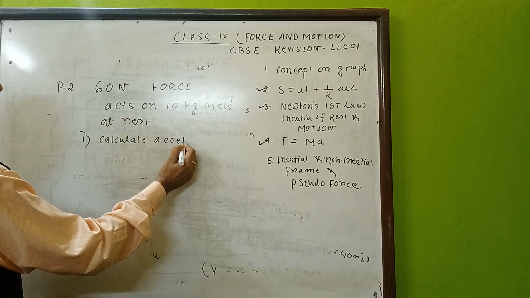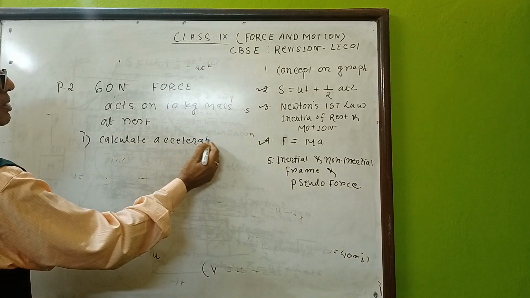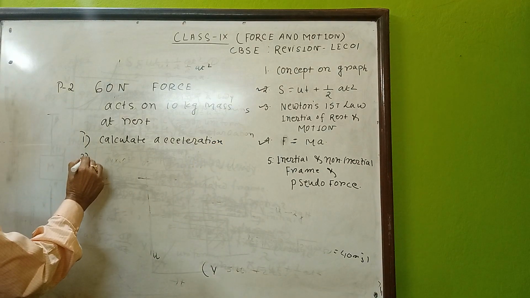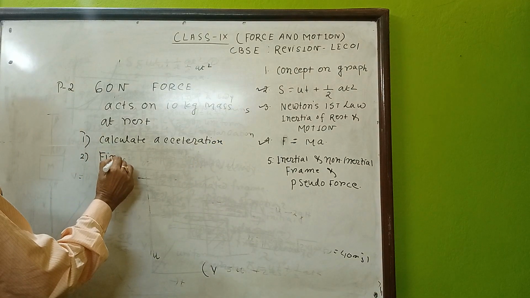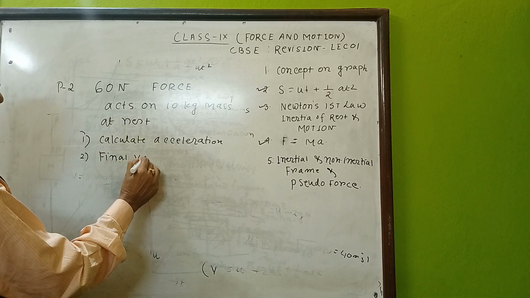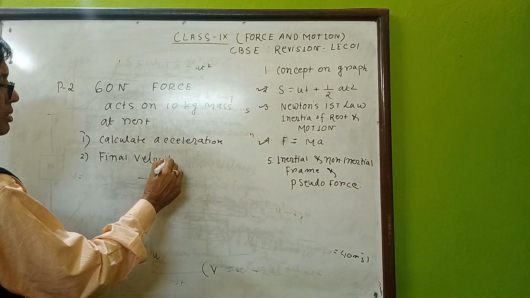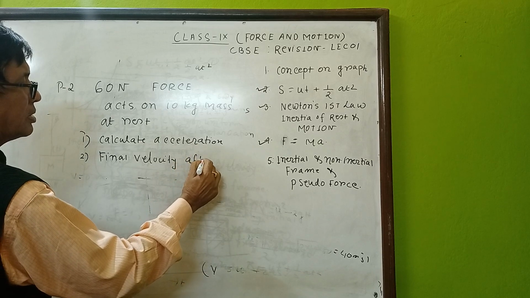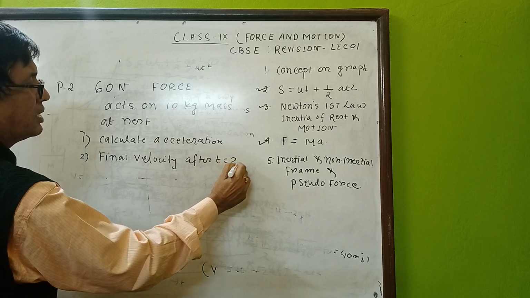Why is this very important? Jointly you read this chapter. All children jointly calculate the acceleration. Number 2: the final velocity after t equal to 2 seconds.